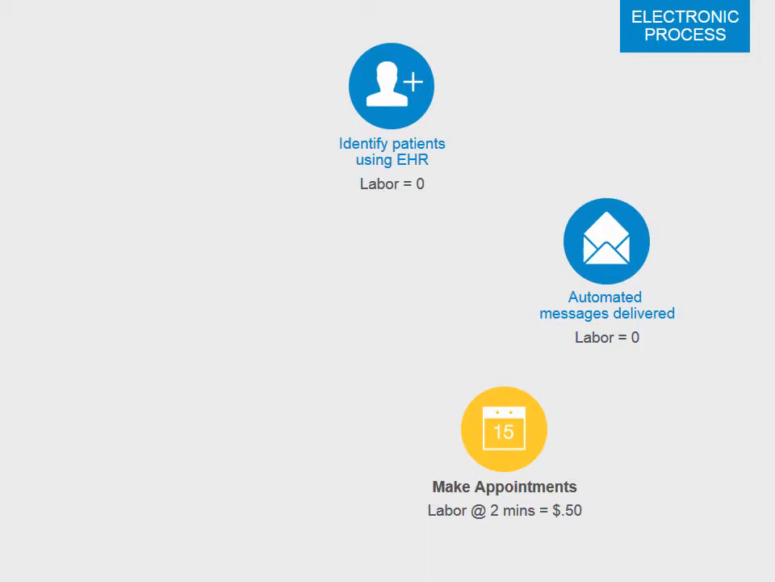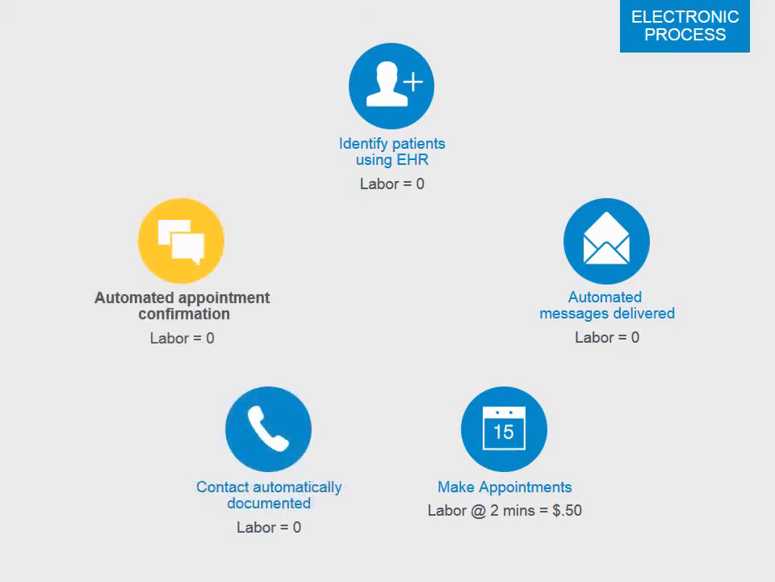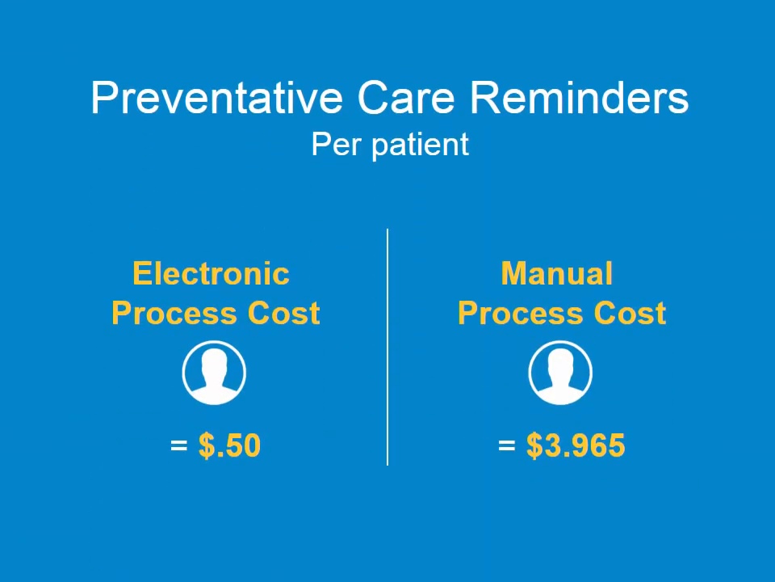Next, the patient will call the office to make the appointment. So, let's say it takes an average of 2 minutes to make that appointment. That's 50 cents in labor. Then the contact is automatically documented within the system, so you have that data for attestation purposes. As it gets closer to the actual appointment date, the system automatically sends out an appointment reminder with a confirmation feature. If the patient confirms the appointment, nothing more needs to be done. In the electronic process, you've spent 50 cents reminding, connecting with, and confirming one patient versus almost $4 with the manual process.